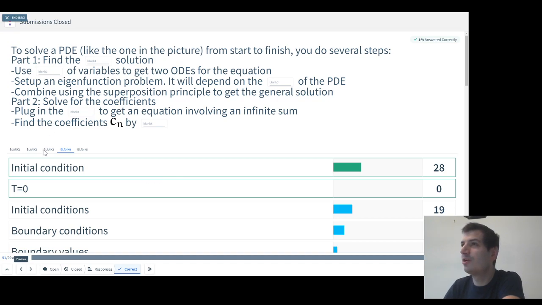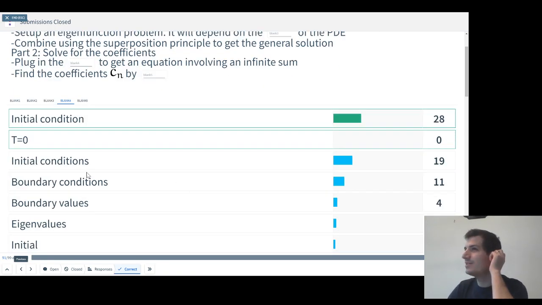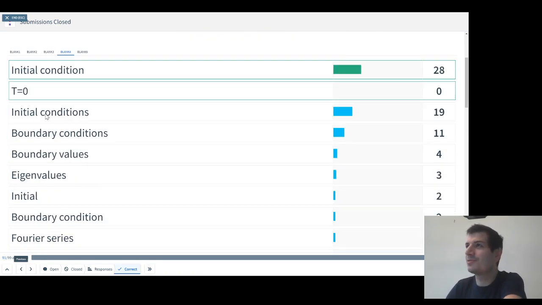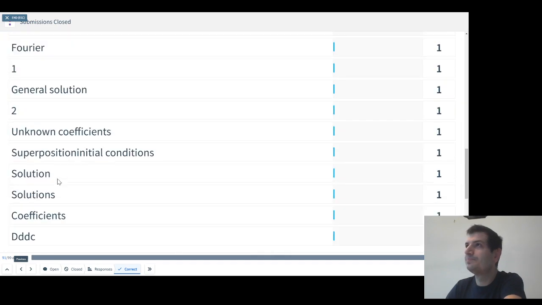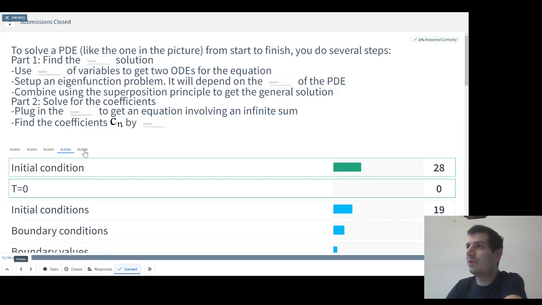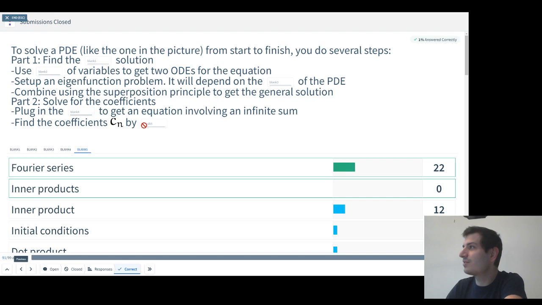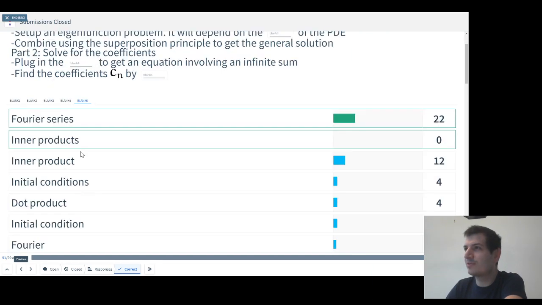Initial condition, or you could have said you plug in t equals 0. So by plugging in t equals 0, you make the initial condition appear. I wouldn't say that there's more than one initial condition. So initial conditions is misleading. This problem really only has one initial condition. Blank 5. Yeah, so I'd say you could use Fourier series or inner products. So these 12 people got it right too.